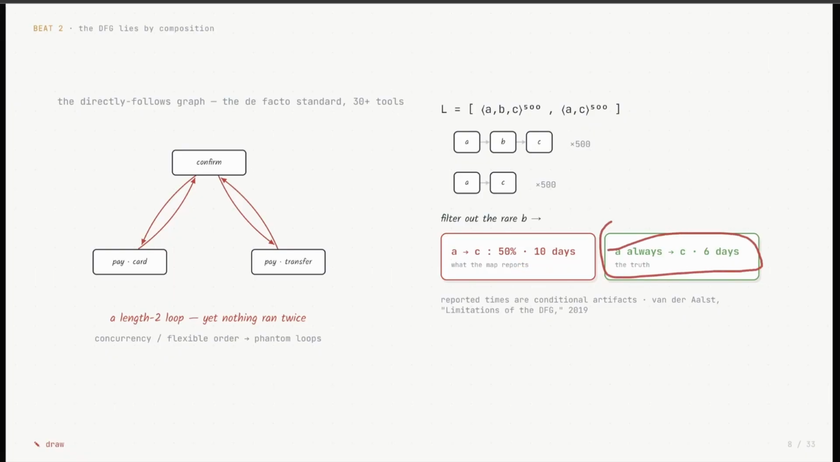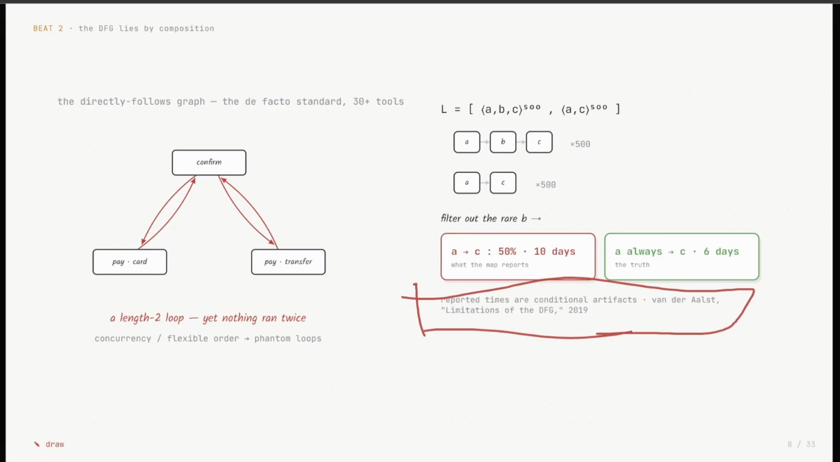I need you to focus on this point. What's happening here is that the cost of the activity B is baked in here. And you could think as a user that, okay, A to C reaches 50% of the time in 10 days, but that's not the truth. All of these issues have been discussed in this paper from Van der Aalst from 2019. So all I want you to remember from this is that DFGs should not be used as a de facto standard for us.